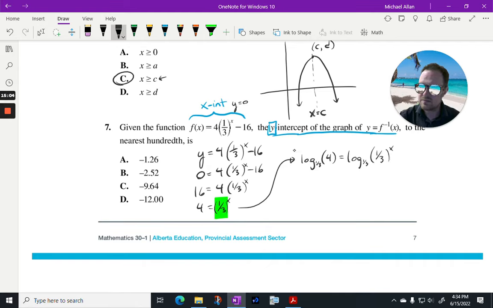Oh, that x should be inside my brackets here. Put that there. So this is going to cancel out, because that's the whole point of the inverse. The inverse is supposed to cancel each other out. So when they cancel each other out, it becomes an x. And then this over here is all I need to calculate.